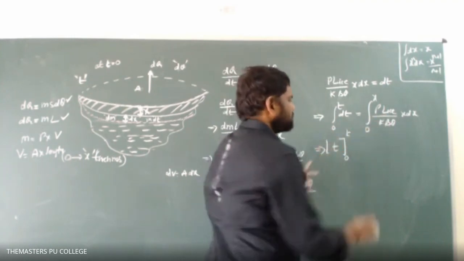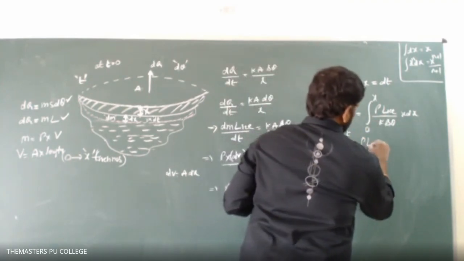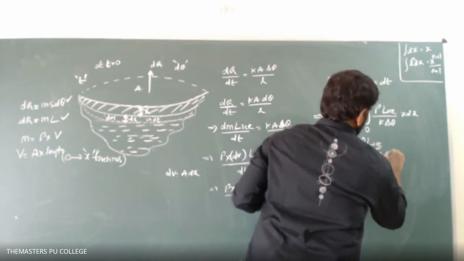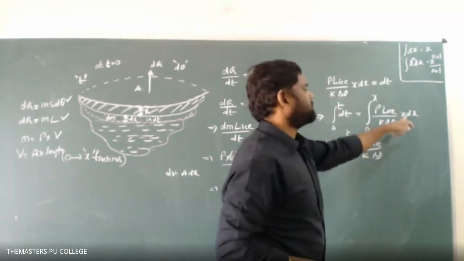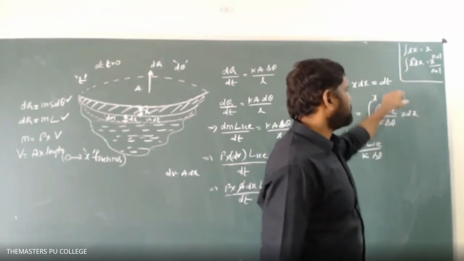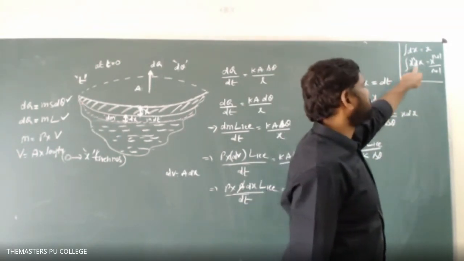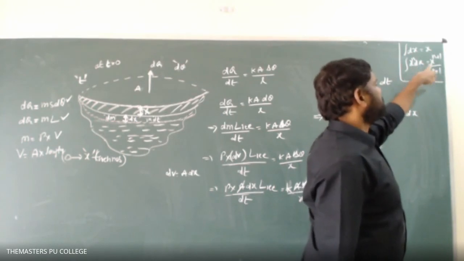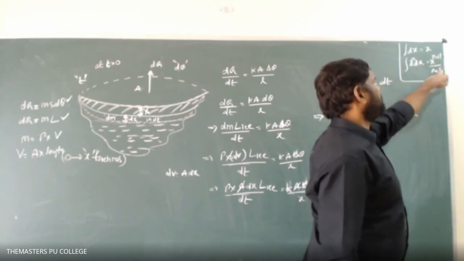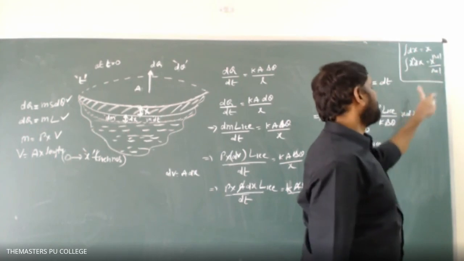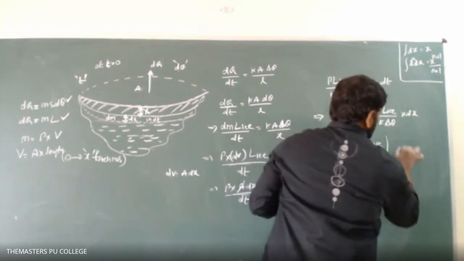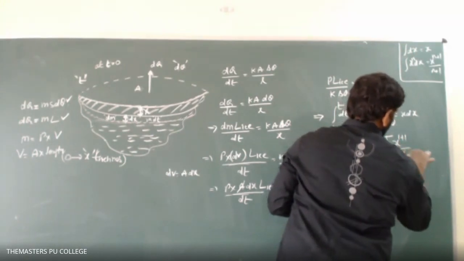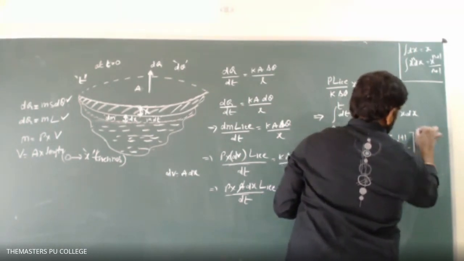Constants we can write outside the integration: rho, latent heat of ice divided by k into delta theta. Integral x dx means x to the power of what will be there? 1 is there. That's why it is in the form of x power n dx. So the integration of x power n dx will be x to the power of n plus 1 upon n plus 1. Here in place of n, 1 will be there. That's why I can write the integral as x to the power of 1 plus 1 divided by 1 plus 1, within the limits 0 to x.